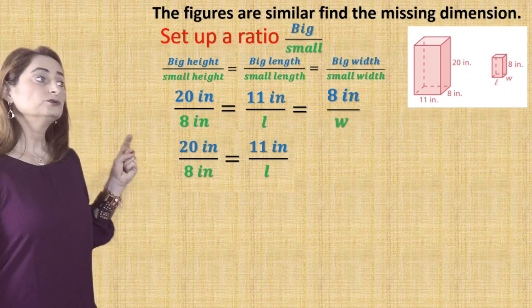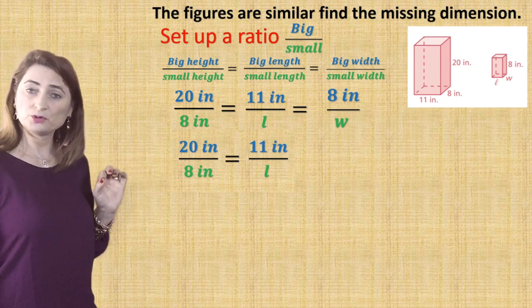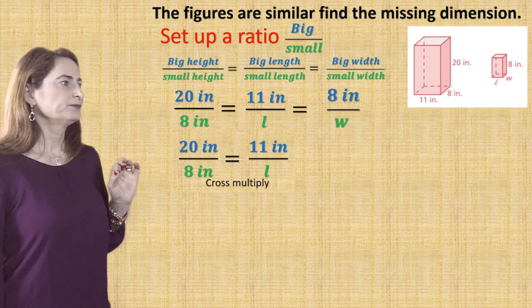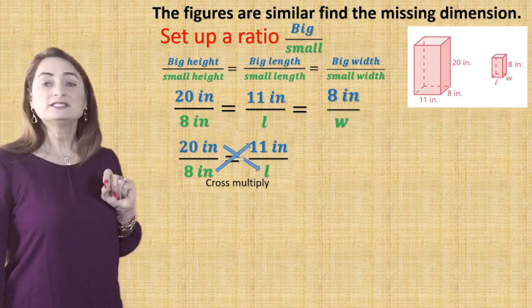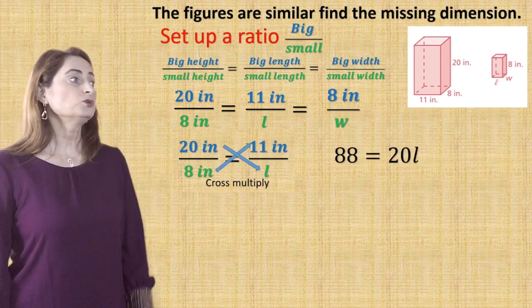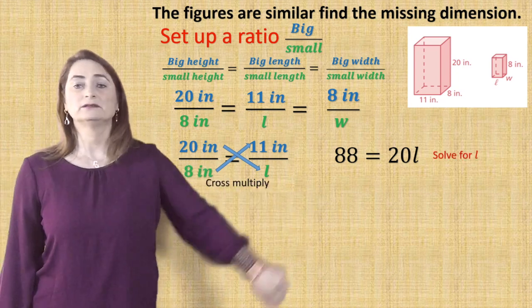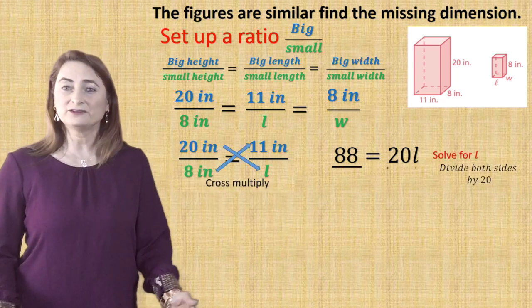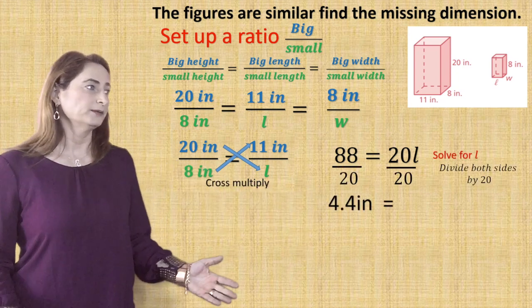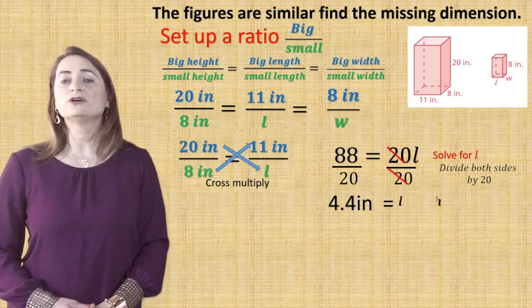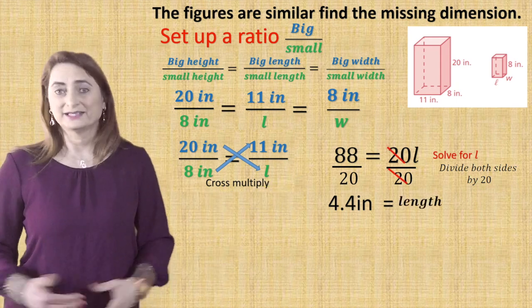Now to find the missing value in a proportion, you cross multiply. 11 times 8 is 88 and 20 times L is 20L. Now solve for L by dividing both sides by 20. You end up with 4.4 inches, which is the length.